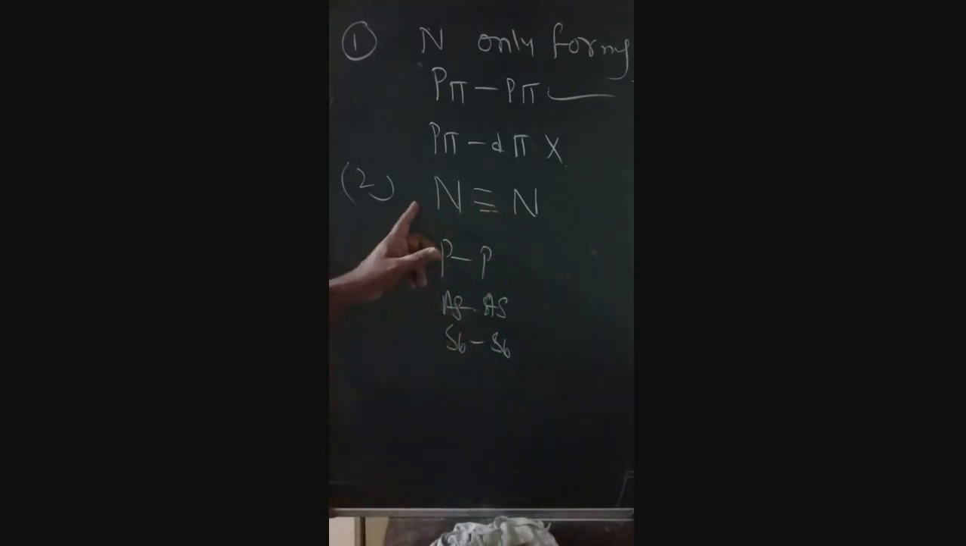And also, as already studied, nitrogen valency shows up to 4 only, but the remaining elements show valencies of more than 4 also. Okay children, so like that, one more property.